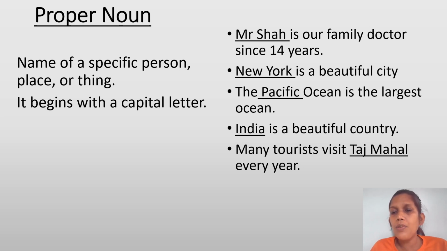India is a beautiful country. Again, which country? India. Name of a place is given. Many tourists visit Taj Mahal every year. Again, which place do many tourists visit? Taj Mahal. Again, the T of Taj Mahal would be a capital one. Any doubt? Let's come.